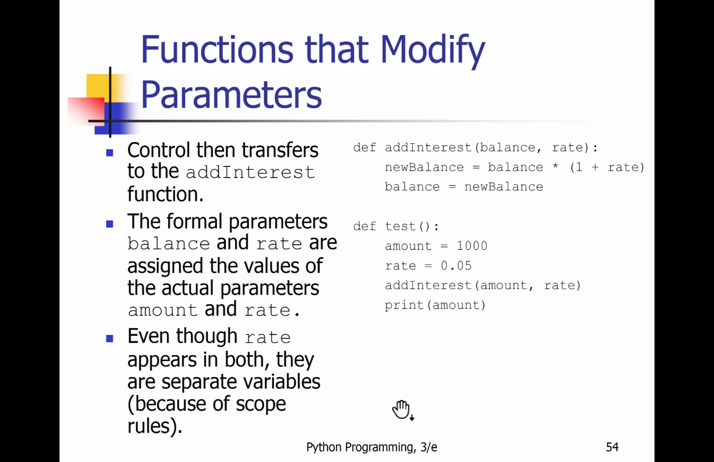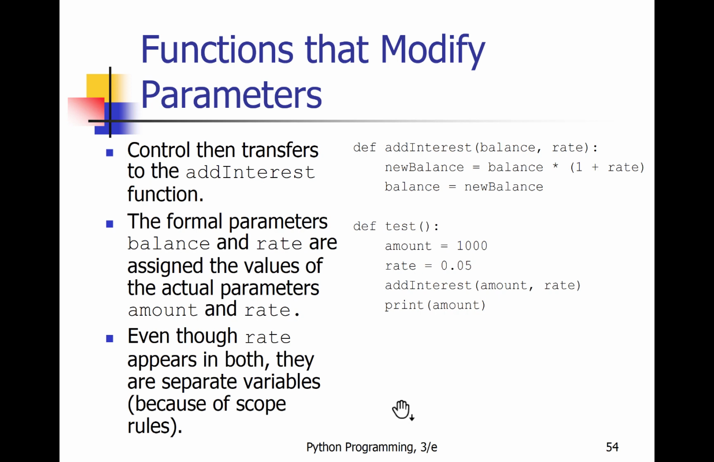Why not? Because when you pass an int or a float or a string, you get a copy of the value. You are not connected to the variable in the calling code. You just aren't. So what happens in add interest is that when we assign new balance to balance, we change balance, but balance was a copy of the variable that was used in the calling code, and so we don't affect the variable that's in the calling code.